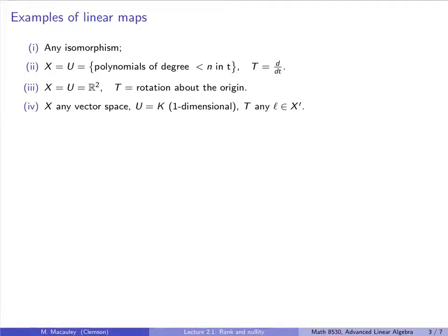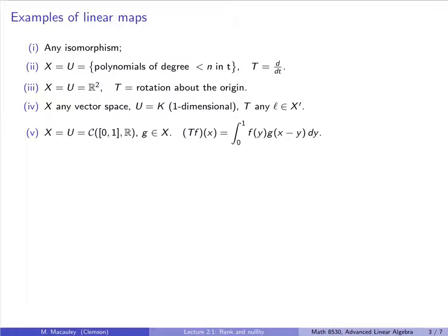Fourth, if X is any vector space and U is the field that it is over, which is, remember, a one-dimensional vector space over itself, then any linear scalar function L is going to be a linear map.